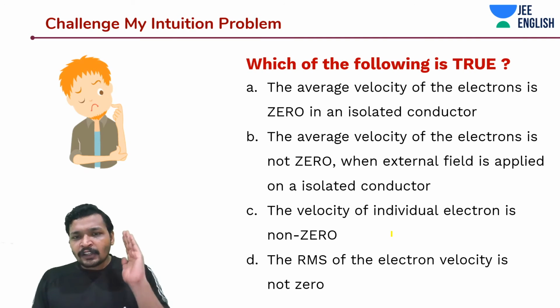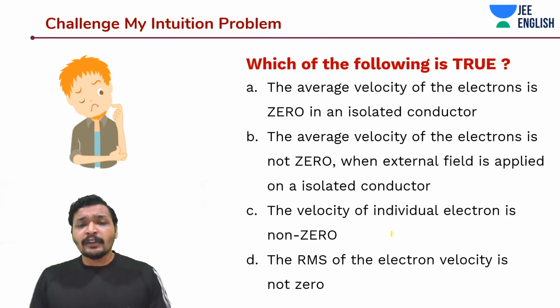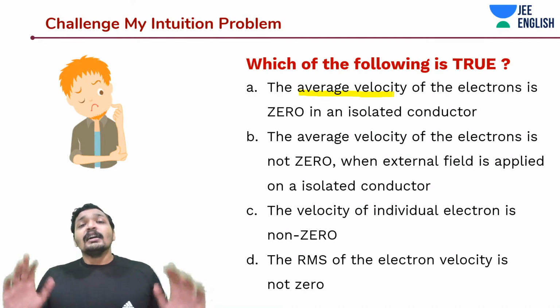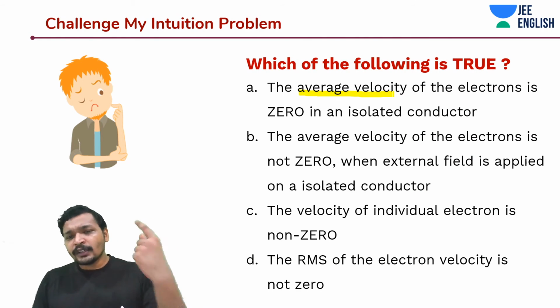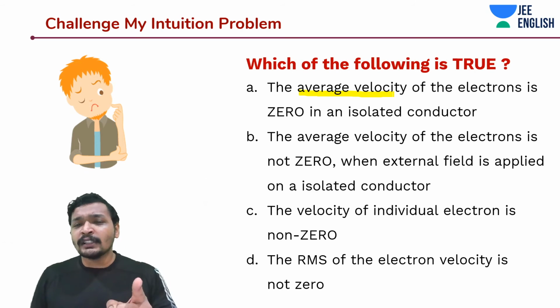The average velocity of the electrons is zero in an isolated conductor. We are talking about velocity. See, we are talking about two things over here, velocity and speed? No. We are just talking about average velocity. The average velocity of the electrons is zero in an isolated conductor, which is true. If you average it out, it is zero. The average velocity of electrons is not zero when an external electric field is applied, which is not true. We saw that, right?